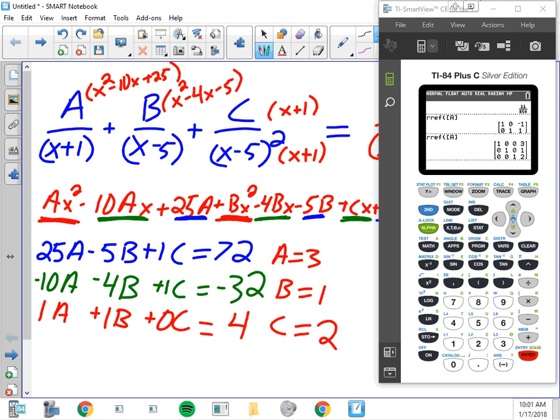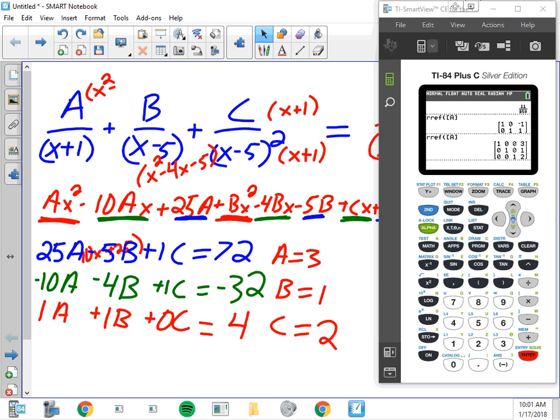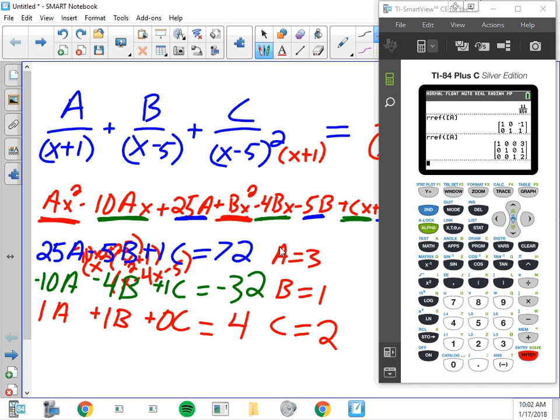What do I do with those? Put them back in the original. So if we go back up here, we get rid of all that stuff. So we have A is 3, B is 1, and C is 2.